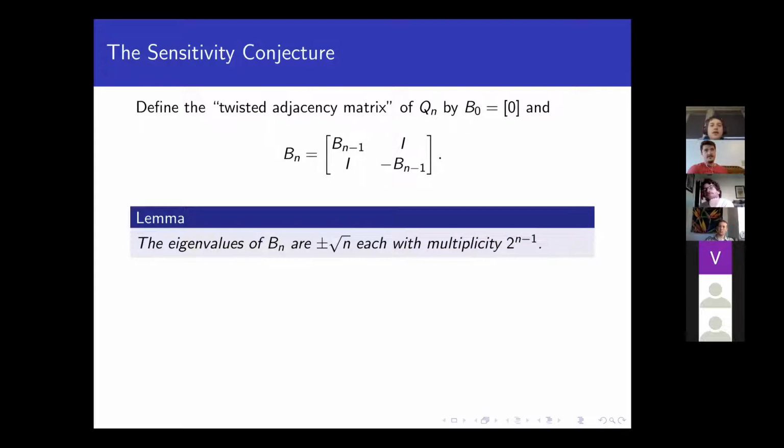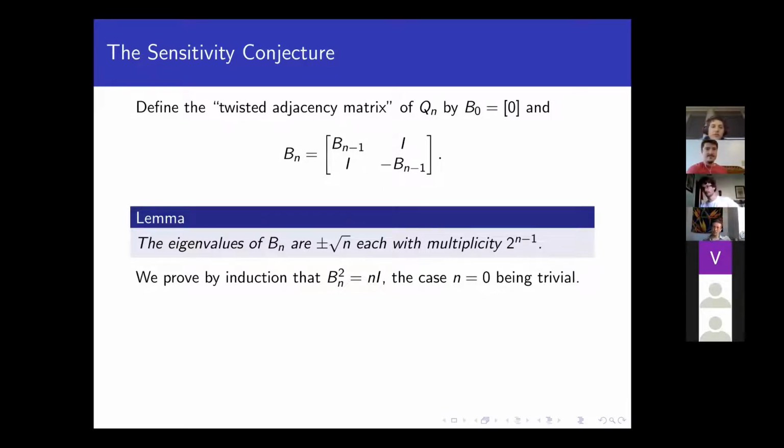All right. And a basic lemma is that the eigenvalues of the matrix are plus and minus square root of n, each occurring with the same multiplicity. And to prove this, we prove by induction that the square of this matrix is exactly n times the identity matrix. The base case is trivial.